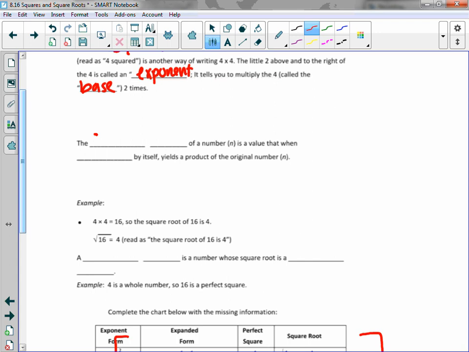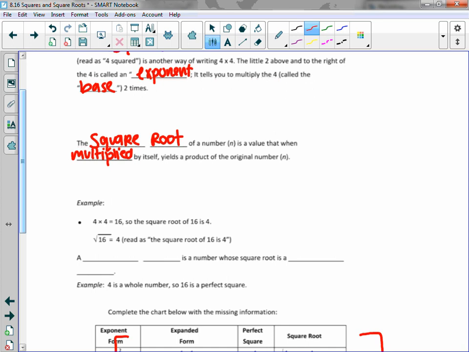The square root of a number is a value that when multiplied by itself yields the product of the original number. So that conversation that we just had about every operation has an opposite, that's basically what that says. So if 4 times 4 is 16, the square root of 16 is 4.